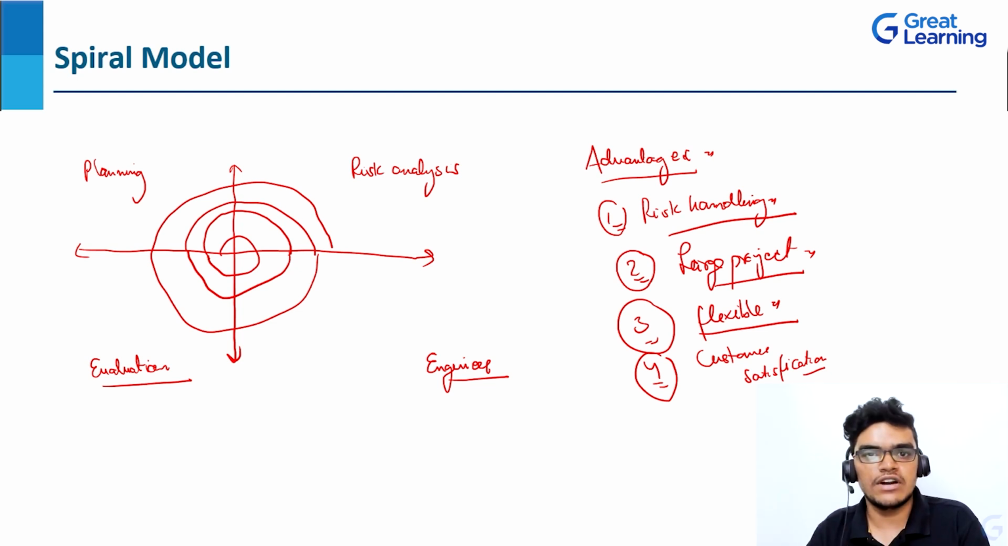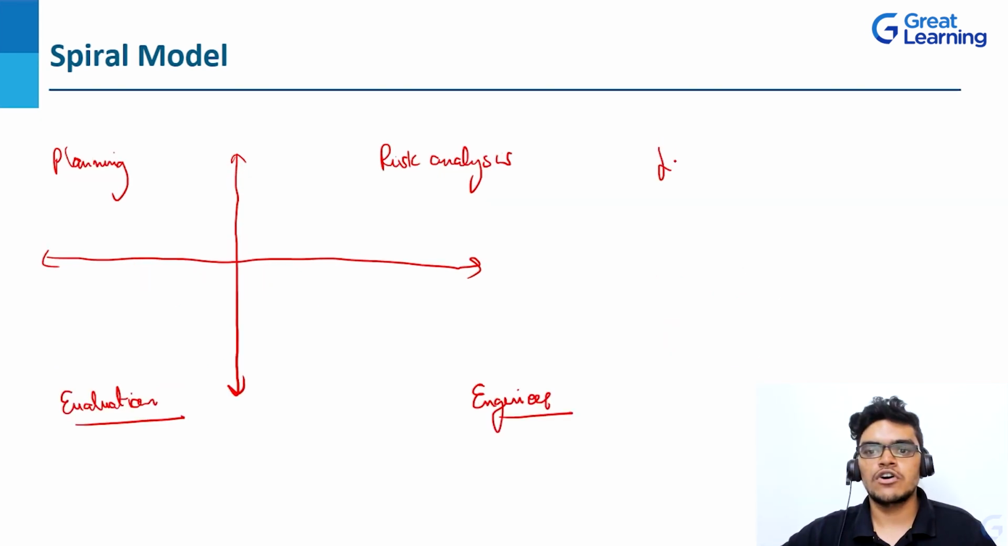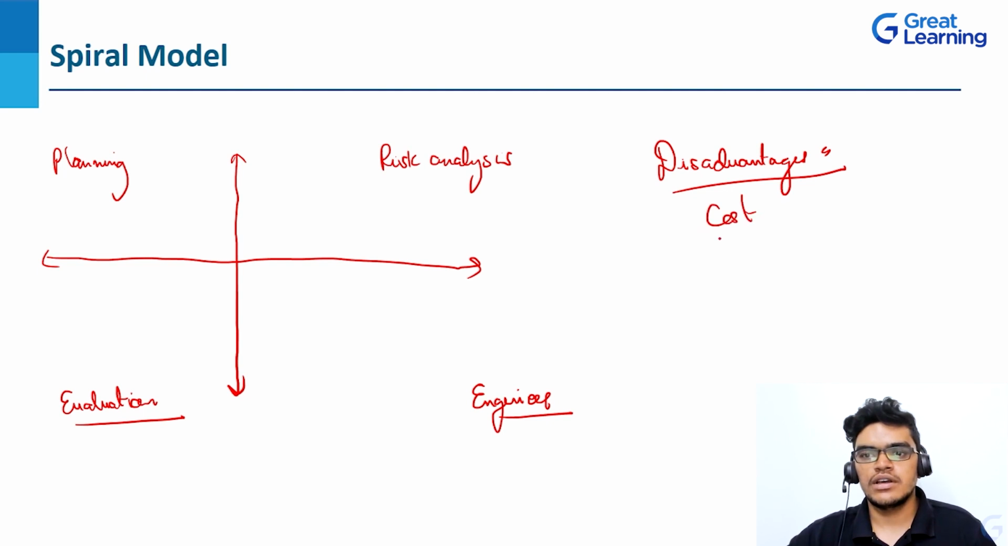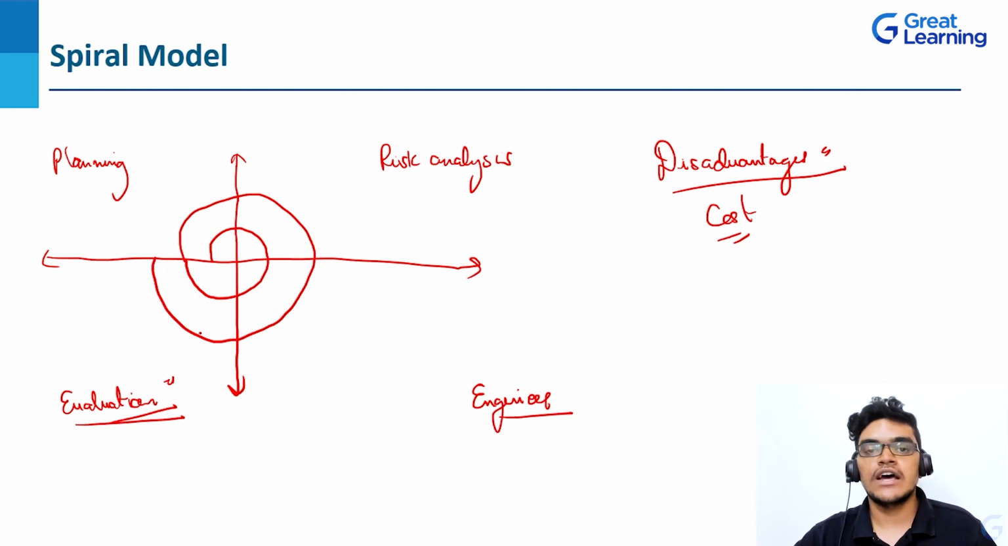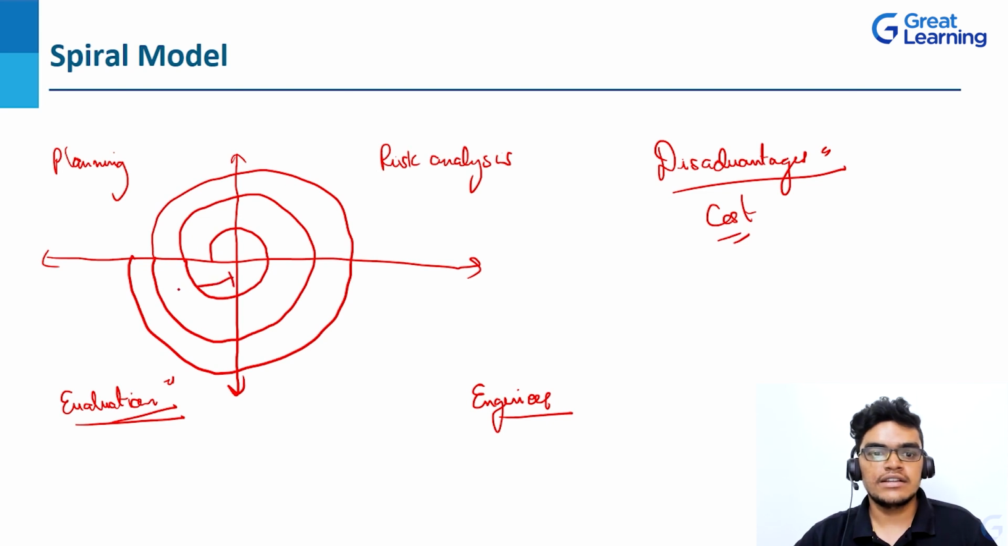Now let's see the disadvantages of the spiral model. The major disadvantage here is the cost. As you know, once we go through all the phases and at the evaluation the product manager or the customer is not satisfied and has given certain feedback, then we go once again for the next iteration. And if they are still not satisfied, we go for the next iteration again. In this way, the cost will increase. So the cost will not be effective. This is the first point.